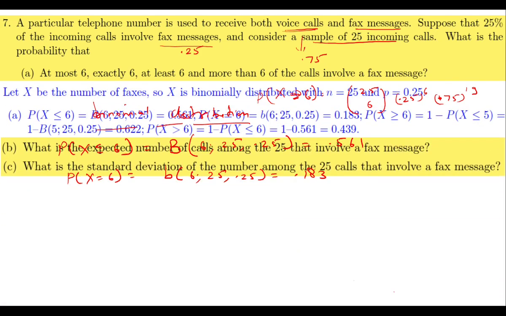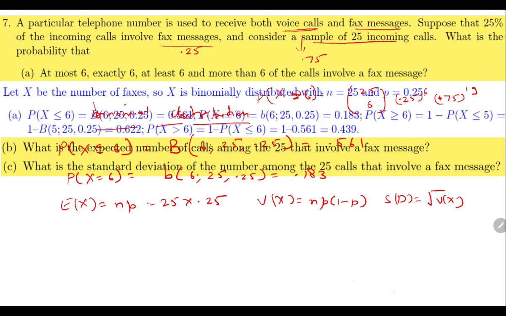The next one asks what is the expected number of calls. Expected number means you are finding expectation of x. So instead of doing all the calculation, you have to remember the formula. When it is binomial distribution, it is np, where n is 25 and p is 0.25. Similarly, for the standard deviation, first you need the variance of x, and its formula is np(1 minus p). And the standard deviation is the root of the variance of x.